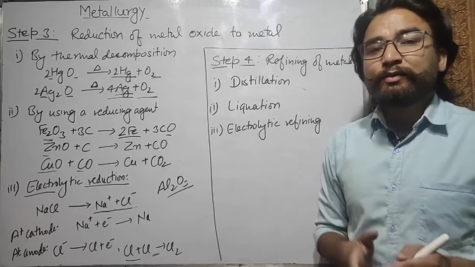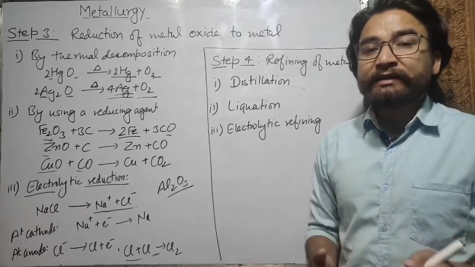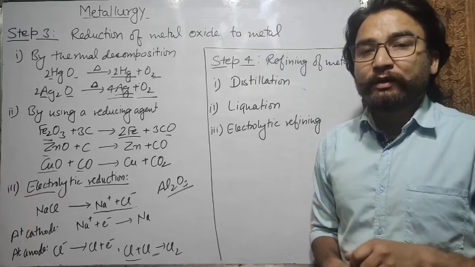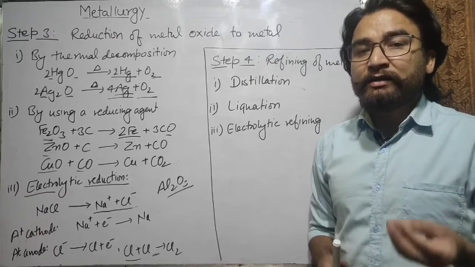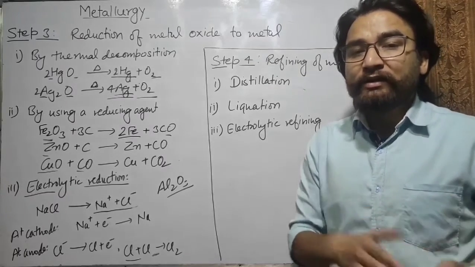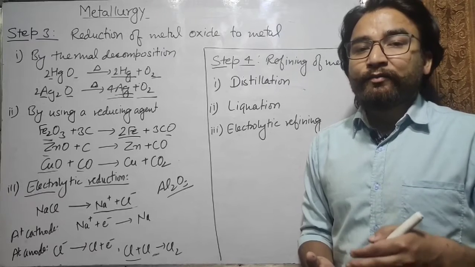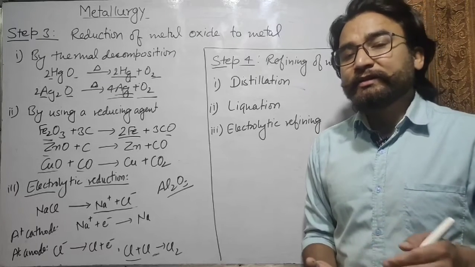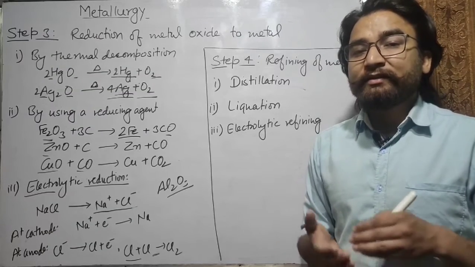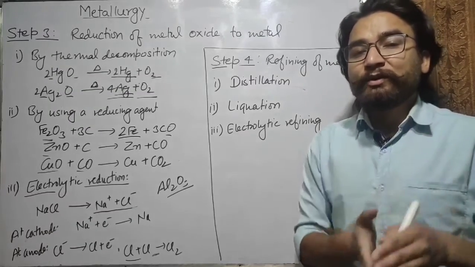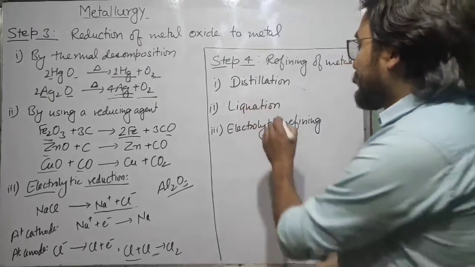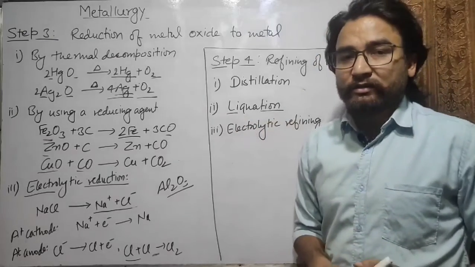In this method, the impurity is separated by heating the impure metal. On heating the impure metal above the boiling point, the metal gets vaporized and it can be condensed somewhere else, while the impurities, because impurities have a very high boiling point as compared to the pure metal, will remain in the same container, while the pure metal will be obtained somewhere else, cooled and condensed.